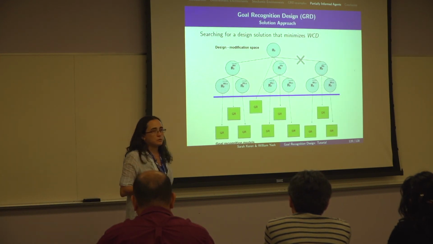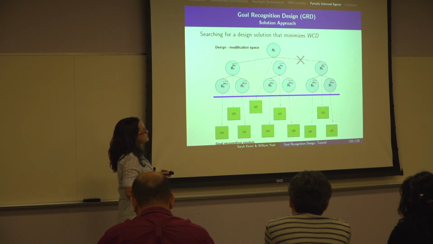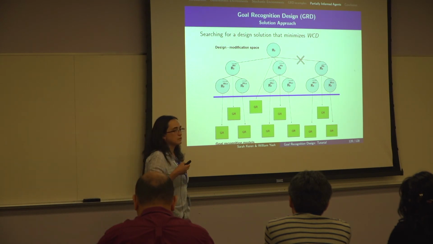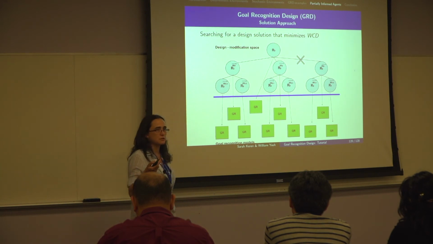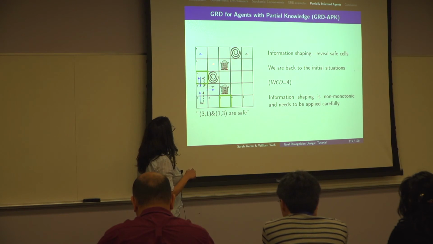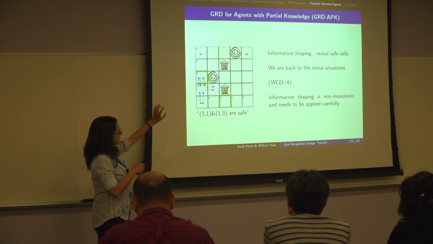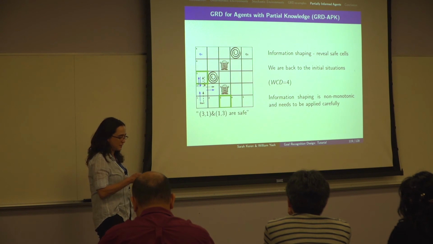So again, what we do here is apply a search. We want to search for design solutions that minimize the worst case distinctiveness. We want to do it in a way that makes sure that we don't exhaustively explore the state space of design options, because even in this very small example, just think of if we have a budget of 3, selecting 3 out of these 25 is already very exhaustive. It takes a very long time.